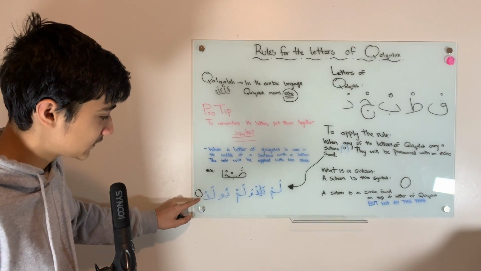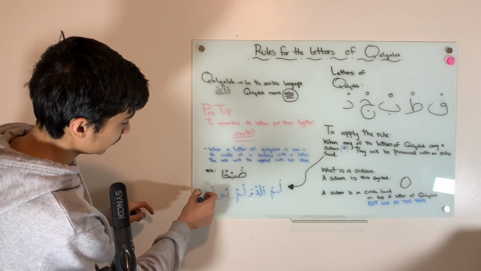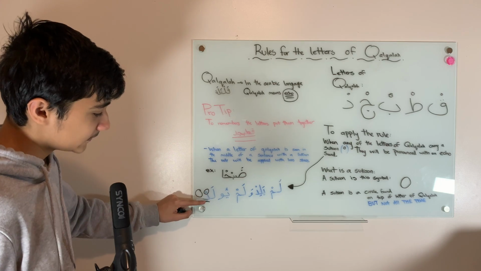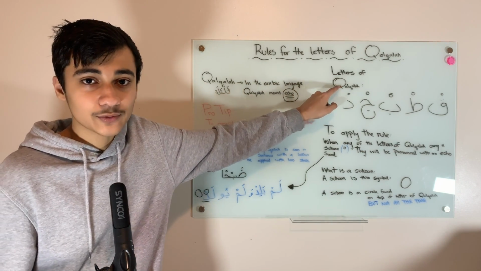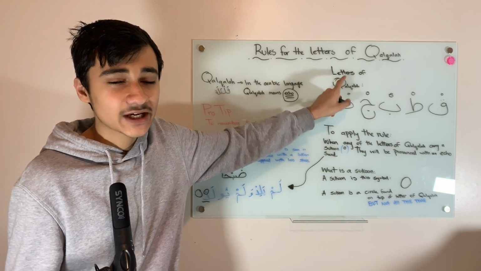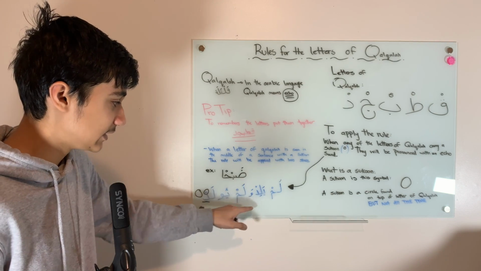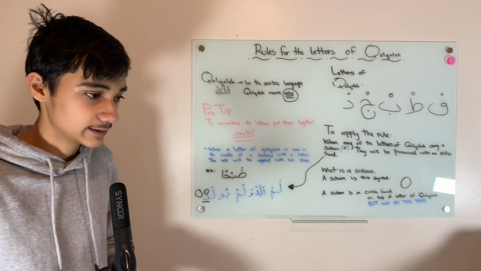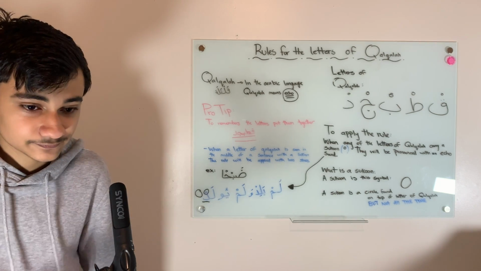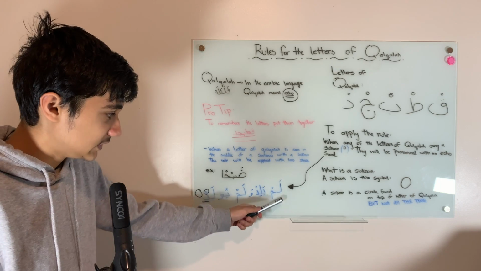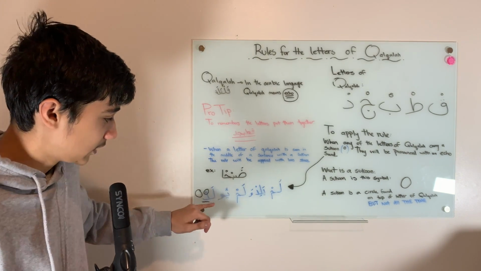You can see that at the end of the sentence, we have the letter Da with a sukoon on top of it, meaning that this would be a letter of Qalqalah and we would have to apply the rule of Qalqalah. So we would have to make it an echo sound or a stretched sound. For example, Lam yalid wa lam yulad. Lam yalid wa lam yulad. And then that is the rule of Qalqalah.